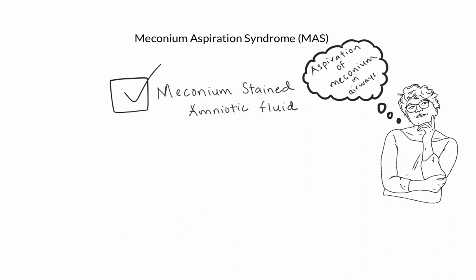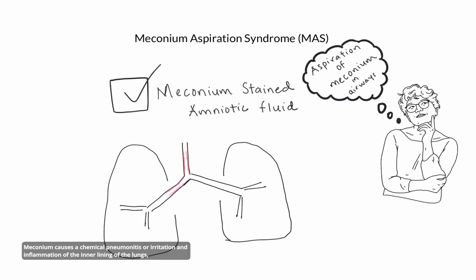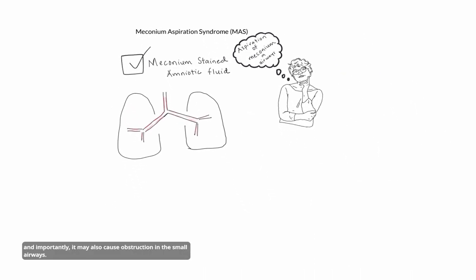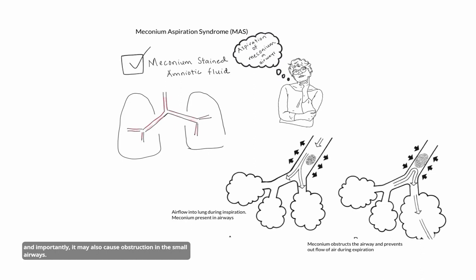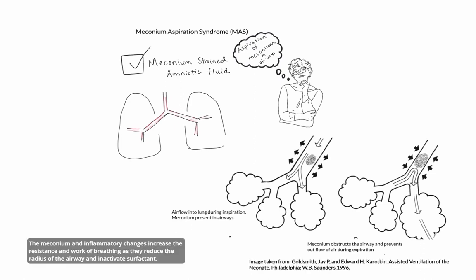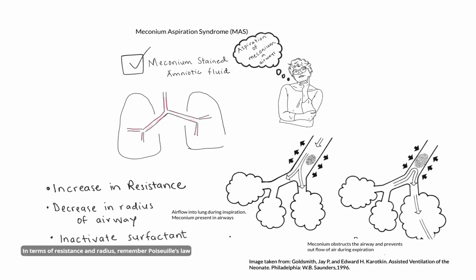Meconium causes a chemical pneumonitis, or irritation and inflammation of the inner lining of the lung, and importantly, it may also cause obstruction in the small airways. The meconium and inflammatory changes increase the resistance and work of breathing as they reduce the radius of the airway and inactivate surfactant. In terms of resistance and radius, remember Poiseuille's law.